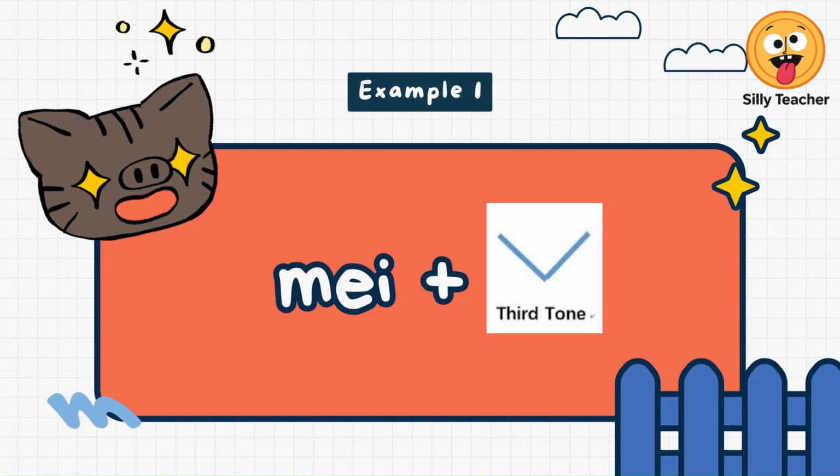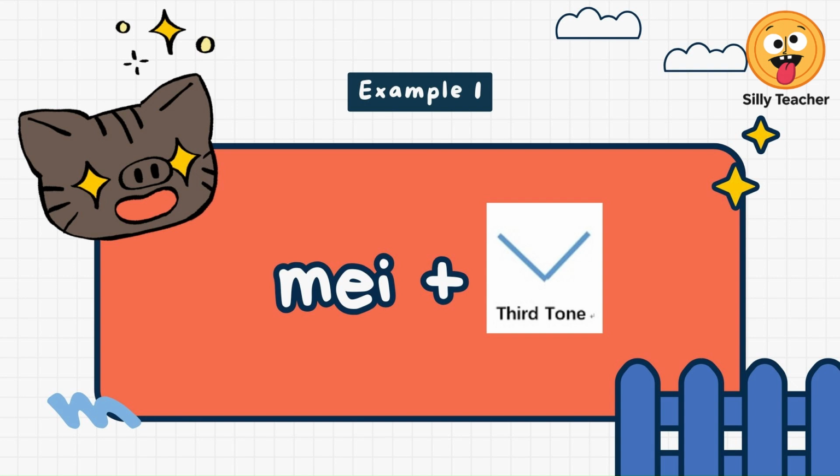Okay. Let's look at the sound May. MEI, May. And I am going to be choosing the third tone. So it sounds like this. May. May. Right? Okay. Now, here's the interesting part I want you to know.